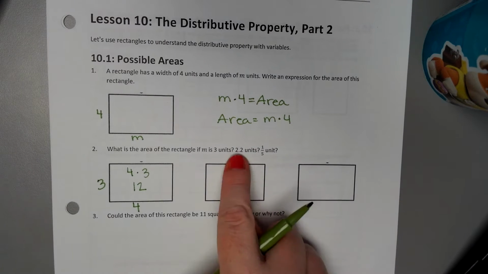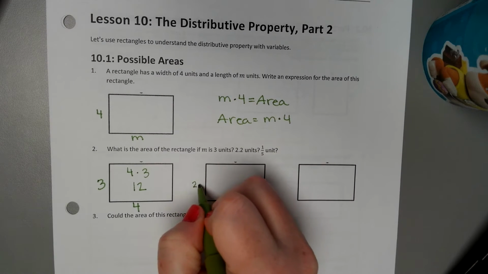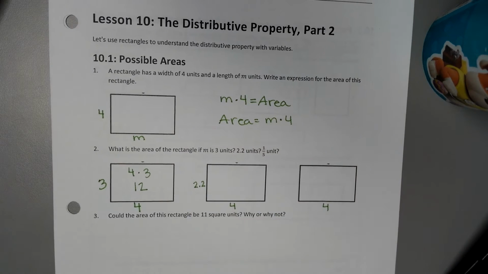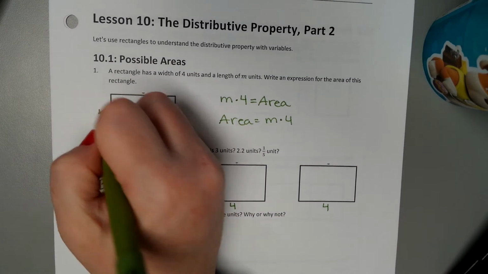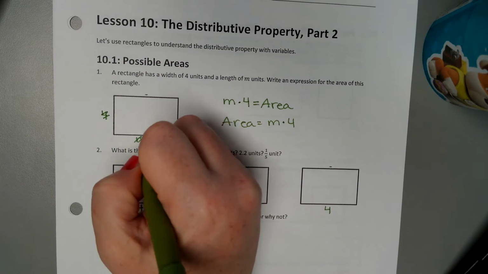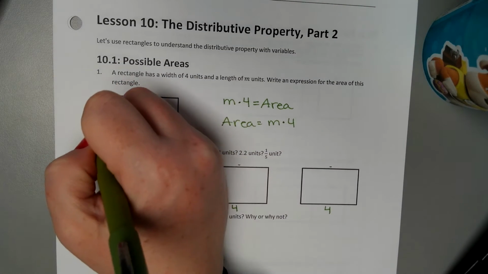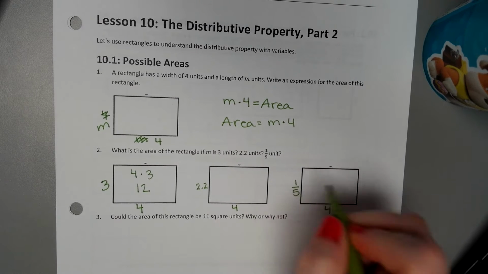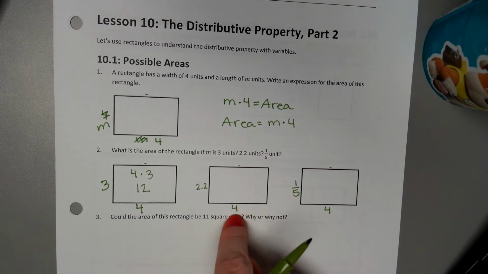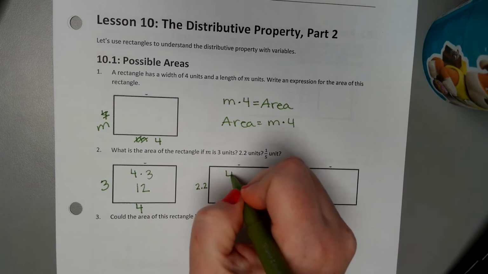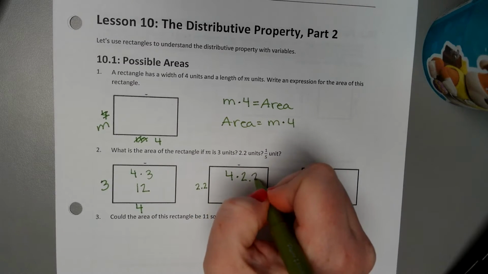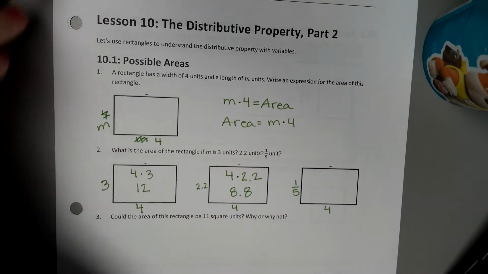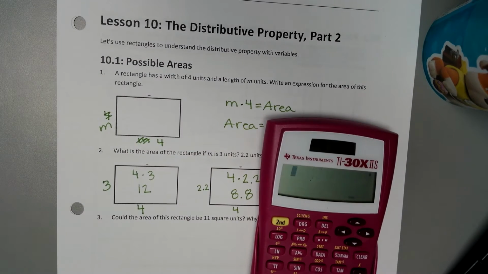All right, what if it was 2.2 units? So our length, I'm going to go ahead and change these ones so that they match up here. So this would be 4, and this would be m. All right, so for this one, area, length times width. 4 times 2.2 gives us 8.8, and I will double check that.